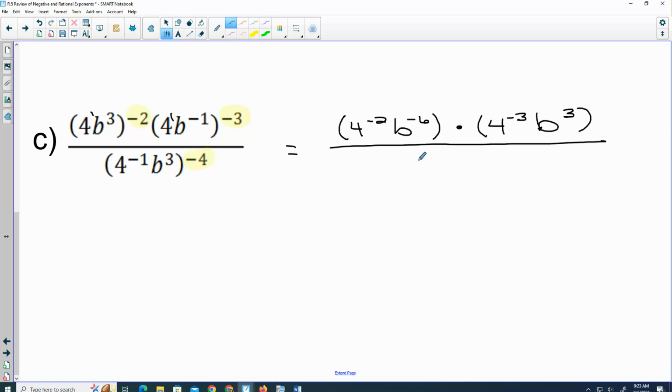On the bottom, distribute my negative 4. So negative 1 times negative 4, for b, 3 times negative 4.